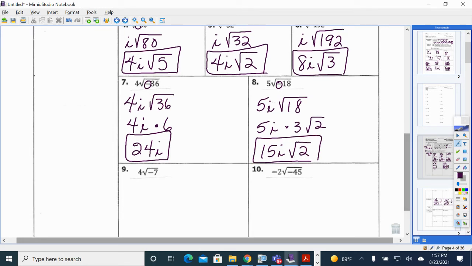Number 9, the negative underneath gives me an i outside, and I have 4i radical 7. Now 7 is prime. I know I'm done.